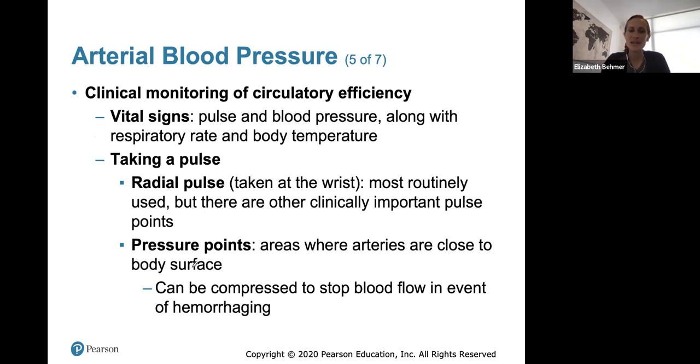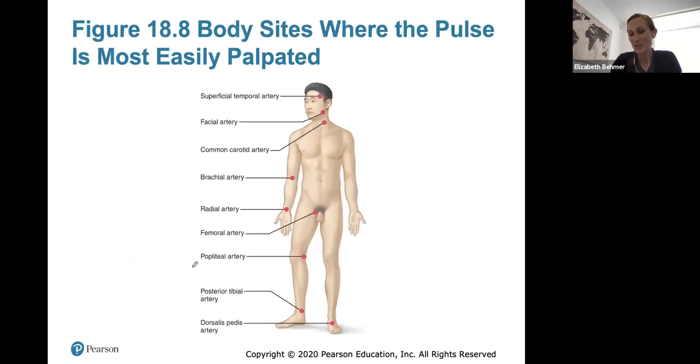A pulse can be taken at the wrist, at the radial pulse, but there are also a lot of other pressure points, which are areas on the surface of the skin where arteries are close. These can often be compressed to stop blood flow in the event of hemorrhaging. So these are different body sites where the pulse is most easily palpated, and you can see those there.